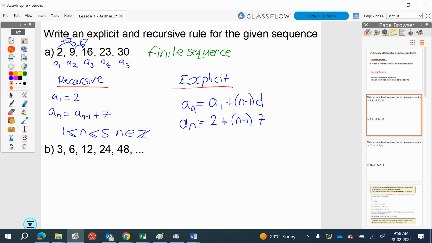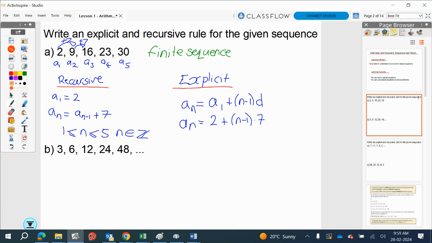So for instance, the first term in the sequence, we don't need to add 7 to it to get to it. We're already there. So the second term in the sequence, we need 1 lot of 7 added, hence the n minus 1. To get to the third term in the sequence, we need 2 lots of 7. We need to go plus 7 plus 7.